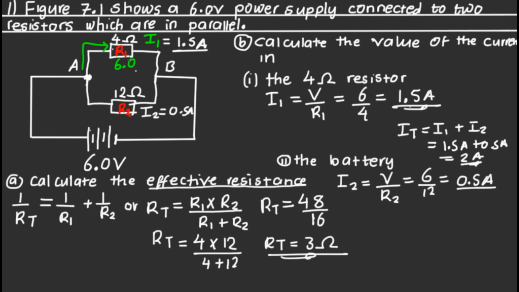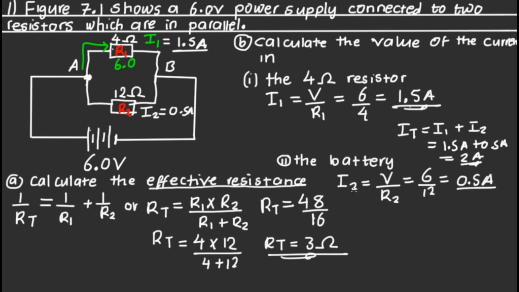Then from this same point here, we can see that resistor 1 is 4 ohms, resistor 2 is 12 ohms. From the smallest resistance, we had the greatest current. Therefore, the smaller the resistance, the higher the flow of current. That's why these two are inversely proportional.